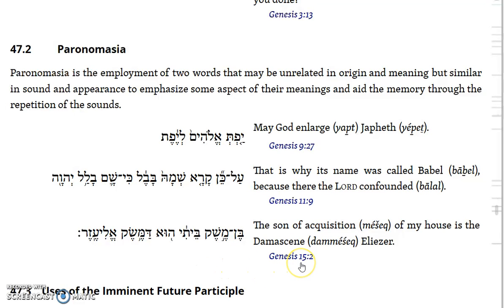Another bit of paronomasia is in 15:2, where acquisition, meshek, son of the acquisition of my house, sounds like part of the word for someone from Damascus, Dammesek. So mem shin kov, and here you have mem shin kov, but they're close enough to form a word play.